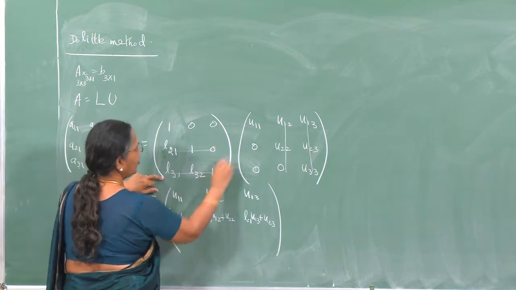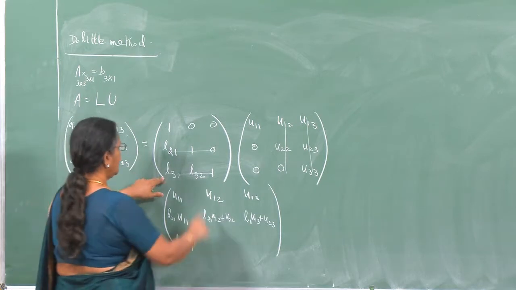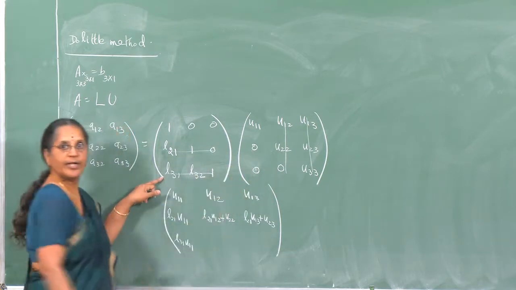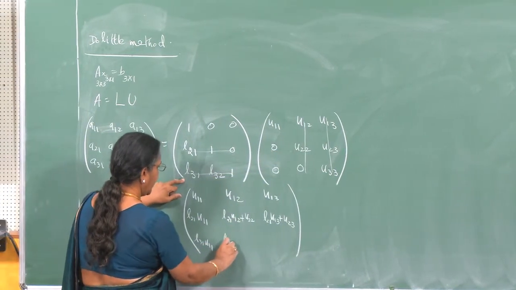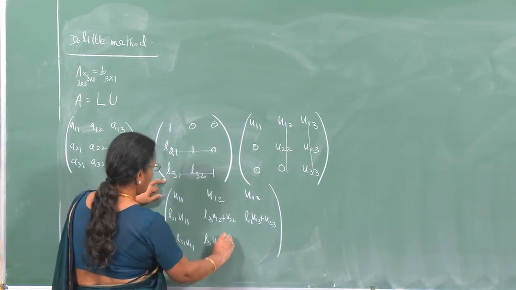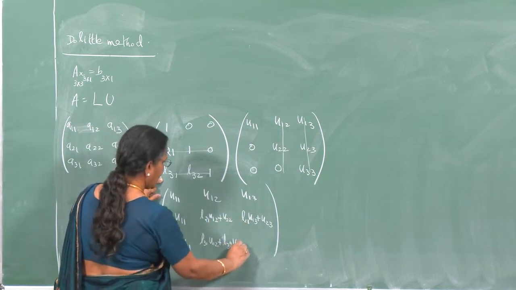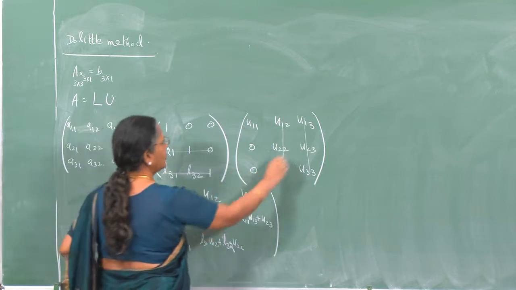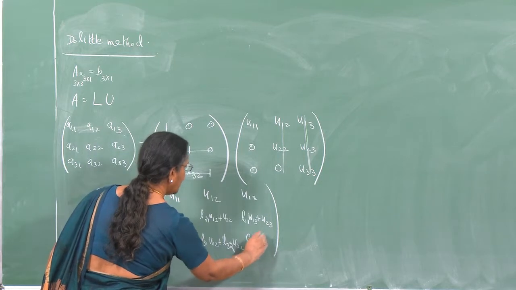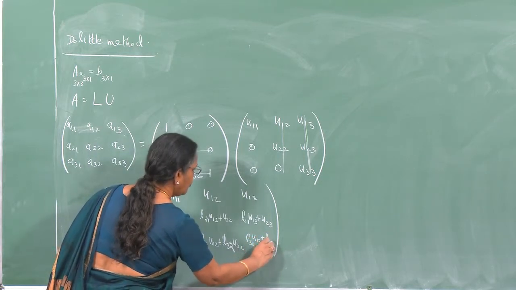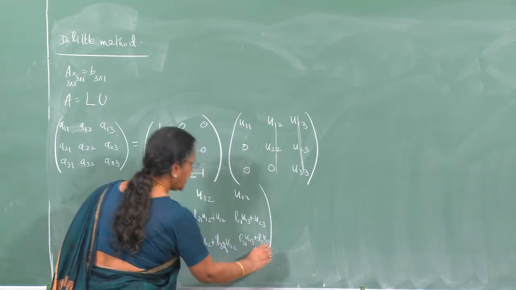Now, the third row into the first column will give you L31 into U11 plus L32 into 0 plus 1 into 0. Then the third row into the second column will give you L31 U12 plus L32 into U22. And finally, the third row into the third column will give you L31 into U13 plus L32 into U23 plus 1 into U33.